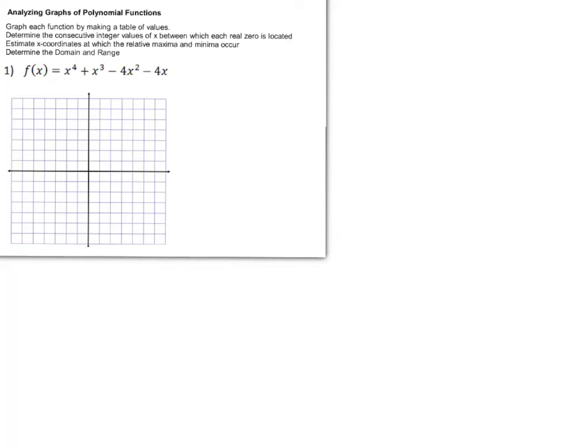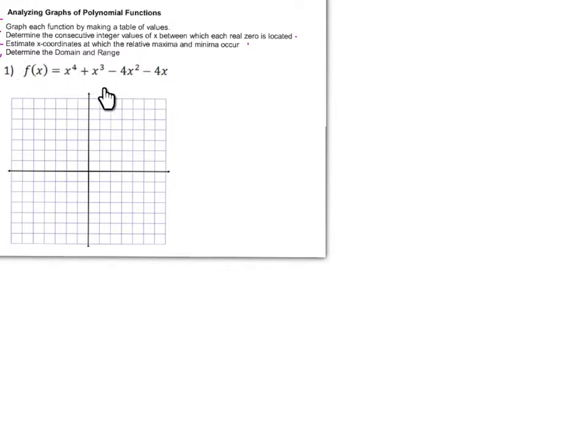So today we will be analyzing graphs of polynomial functions. To do this, we're going to do a few different things. We are first going to graph each function by making a table of values. When we have our graph, we're going to determine the consecutive integer values of x between each real zero located. We're going to estimate x coordinates for relative maxima and minima, and then we are going to determine the domain and range.